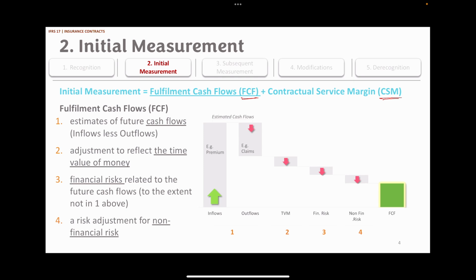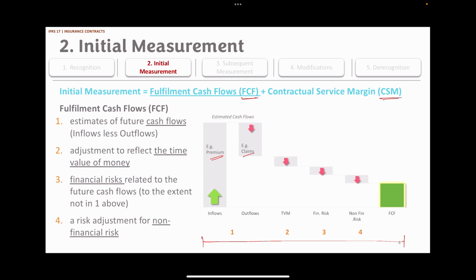Let's begin with fulfillment cash flows. Fulfillment cash flows are the net cash flows expected from a group of insurance contracts adjusted for time value of money, adjusted for financial risk and non-financial risk. Let's look at a very simple example. If we have a contract that's over a period of 10 years, expected inflows will most likely be insurance premium. That will be the largest component of gross inflows.